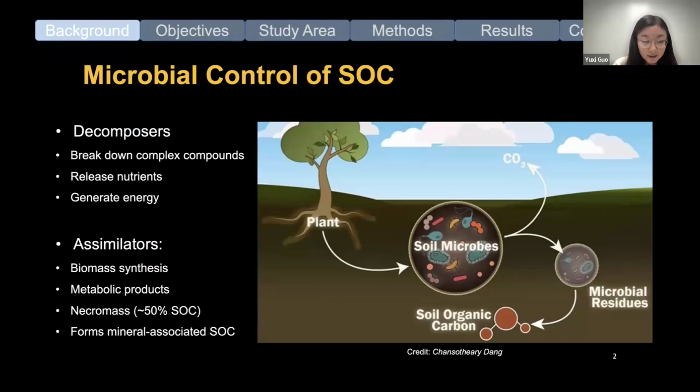carbon cycling in ecosystems. Firstly, as decomposers, they break down complex organic compounds from plant litter, releasing nutrients and energy. But these microbes can also function as assimilators. They contribute to carbon accumulation through biomass synthesis and metabolic byproducts. In fact, microbial necromass contributes about 50% of soil organic carbon in grassland topsoils.